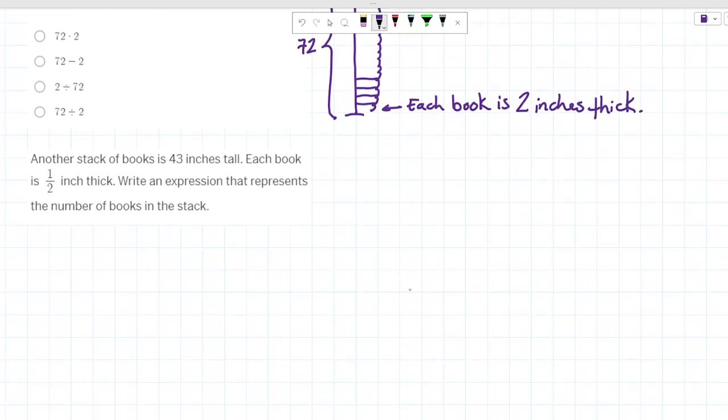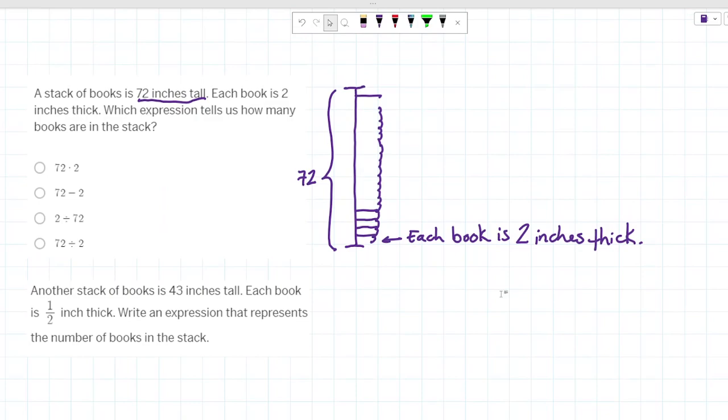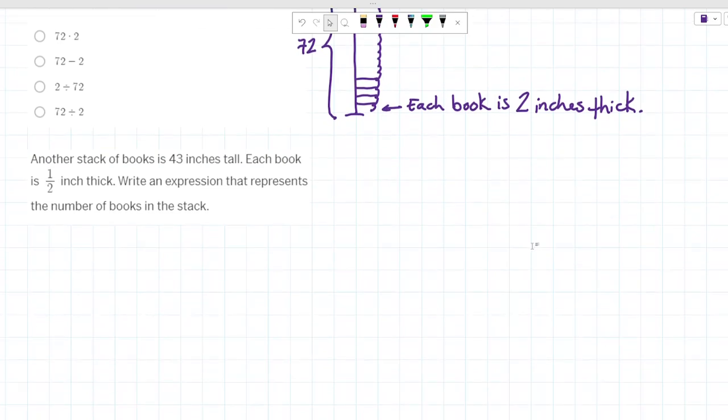So the next question says, another stack of books is 43 inches tall. Each book is 1/2 inch thick. Write an expression that represents the number of books in the stack. So let's draw another picture. On your whiteboard or your paper, draw a picture. You've just got a stack of books. This time it's 43 inches tall.